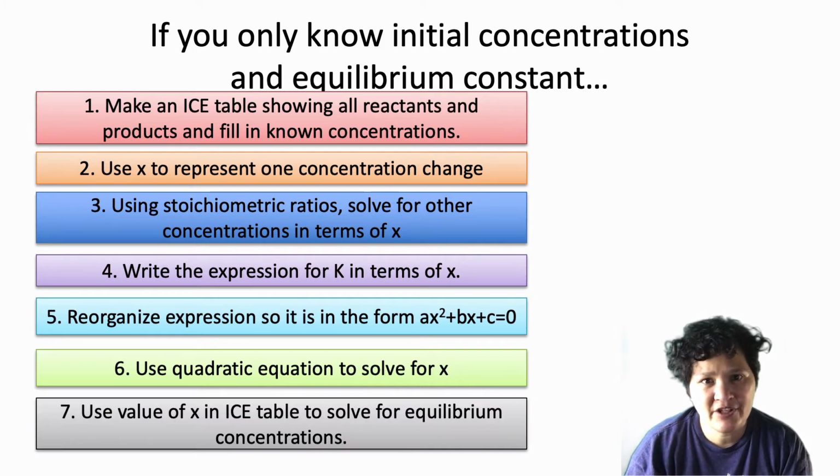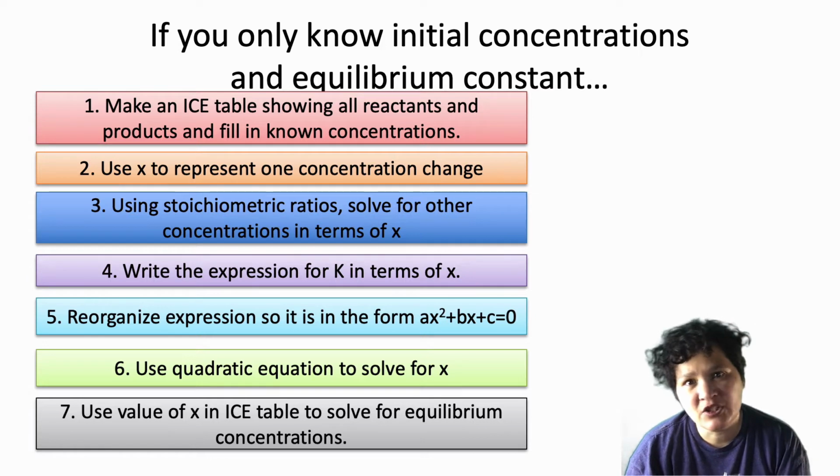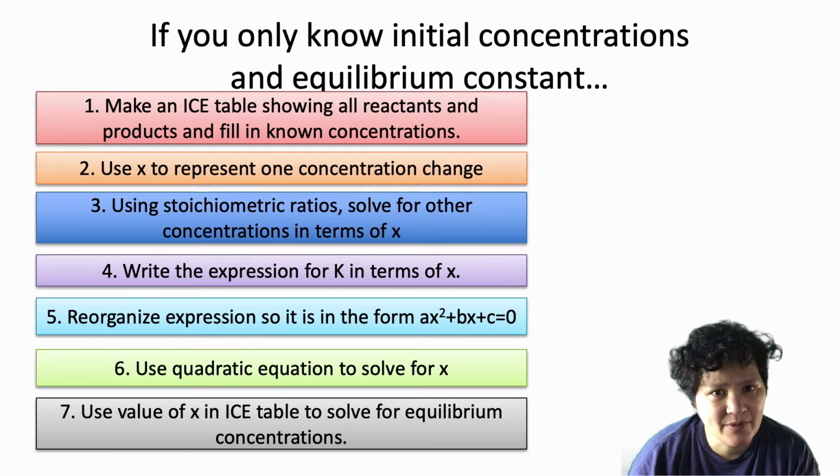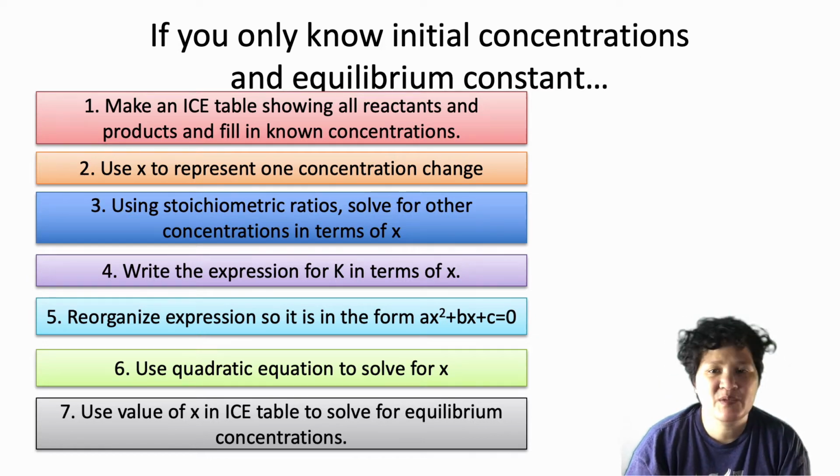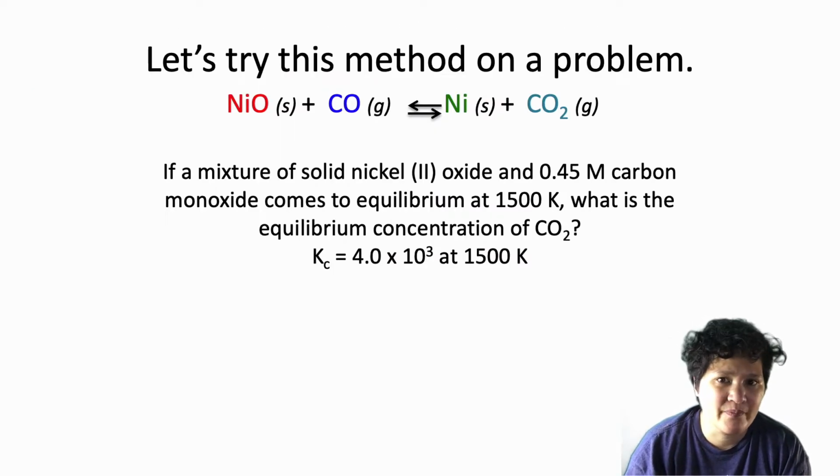Finally, we're going to take that value of x, put it back in our ice table, and use that to get actual numbers for equilibrium concentrations. Now I realize this process doesn't make a lot of sense just by looking at the steps, so let's actually apply it to a problem.